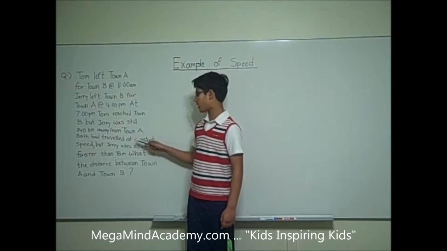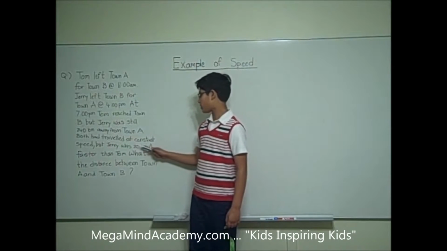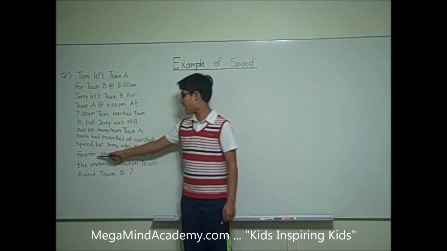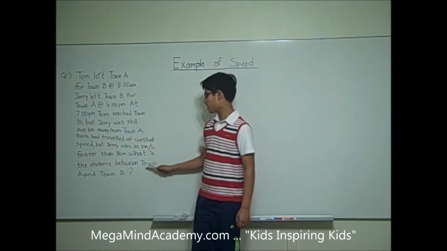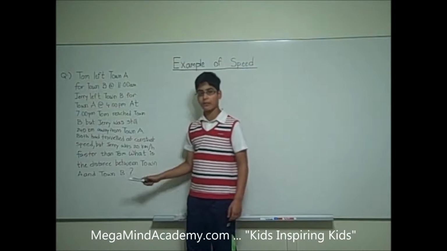Both had traveled at constant speeds, but Jerry was 20 kilometers per hour faster than Tom. What is the distance between town A and town B?